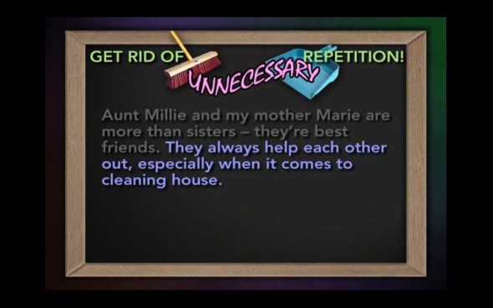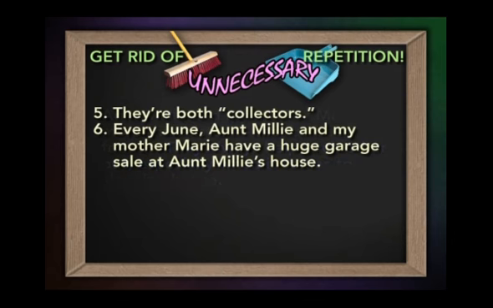So they help each other out, and then I've got my proof, my example, especially when it comes to cleaning house. Now I'm left with the next one. They're both collectors. I don't know what I should do with that. Every June, Aunt Millie and my mother Marie have a huge garage sale. So how can I link those so they make sense?